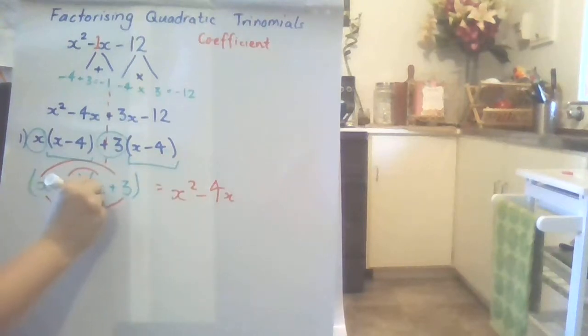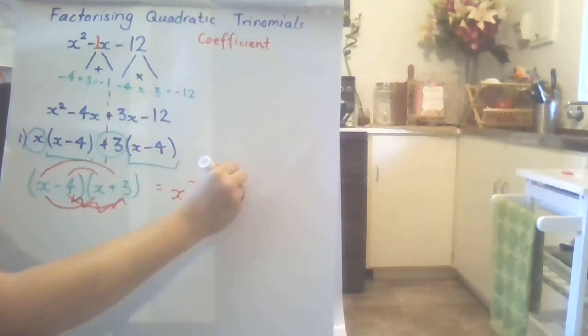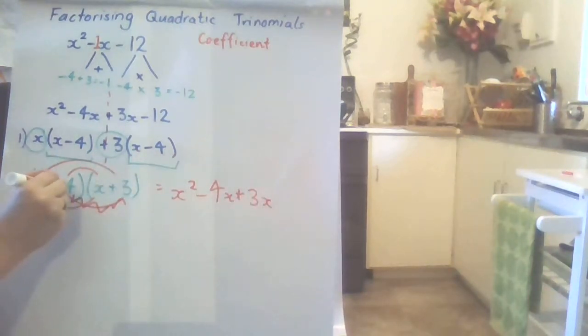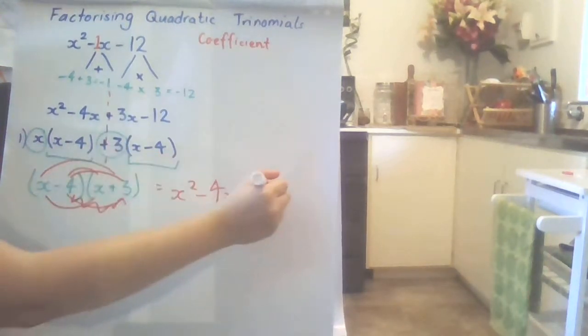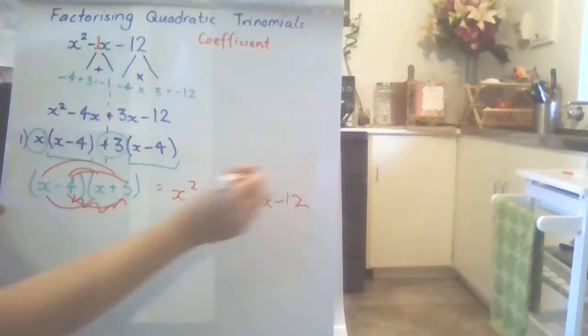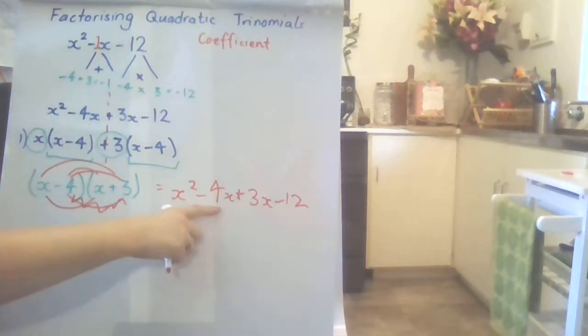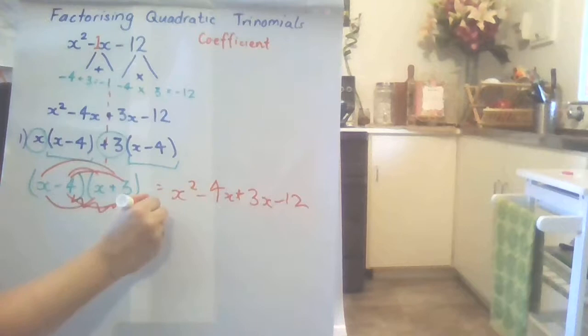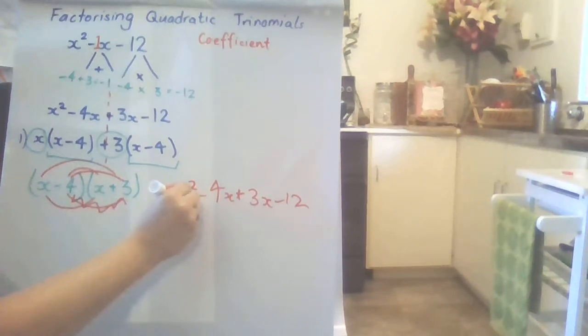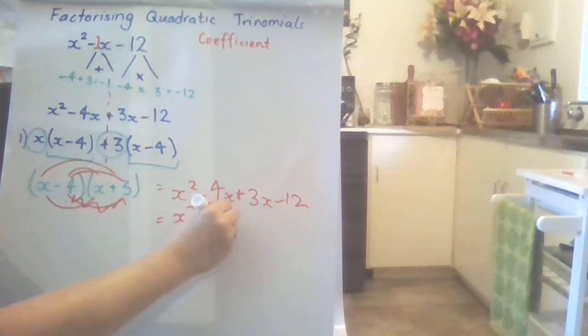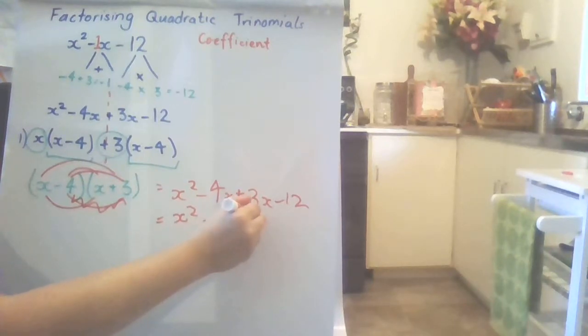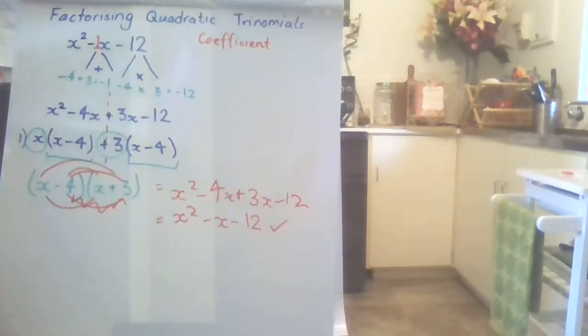plus, ignore that line, I got confused for a minute, plus 3x take 12. And that's right, -4x plus 3x is -x, so that equals x squared take x take 12. So yes, we are correct in our factorising.